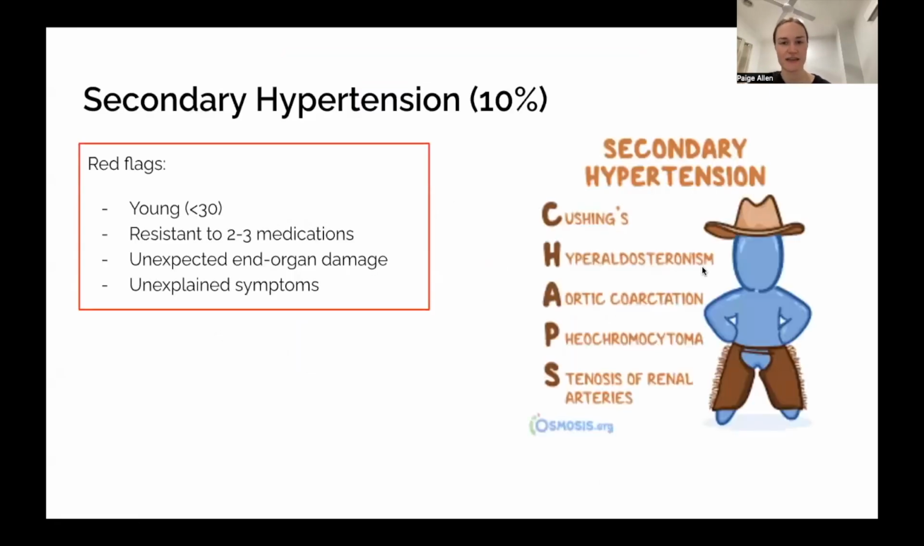All right, let's talk about secondary hypertension. So we talked about some of the causes. This is one of the other acronyms you can use, CHAPS: Cushing's, hyperaldosteronism, so that's like a Conn's tumor, aortic coarctation, that can cause secondary hypertension, pheochromocytoma.